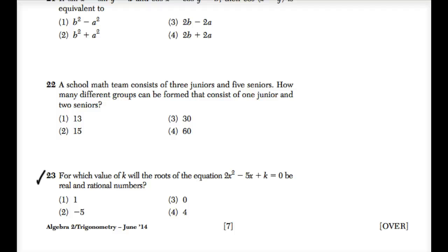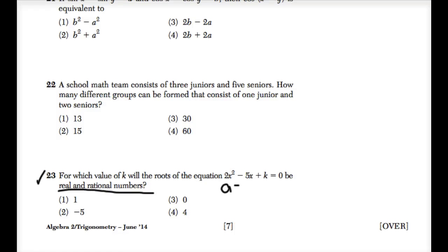23, this is where we are. For which value of k would the roots of the equation 2x squared minus 5x plus k equals 0 be real and rational? We know a real root is when the discriminant does not have a negative sign, and we know a rational number is any number that can be written in the form of a fraction.